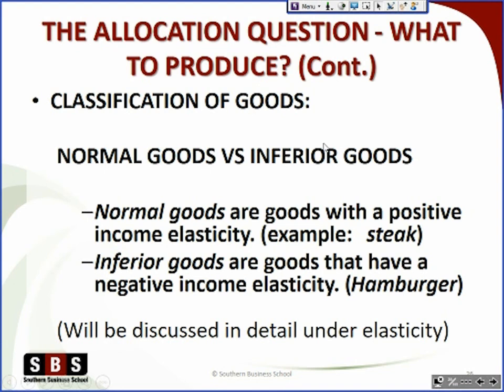We're going to get to elasticity, but normal goods are goods with a positive income elasticity. We'll get to elasticity later. But if you are asked to define what a normal good is, that is the definition that you've got to give. And the difference between a normal good and an inferior good is that inferior goods are goods that have a negative income elasticity. So those two, you must know the difference. We'll get to elasticity and I'll explain to you how that works. As I say, it will be discussed later on under elasticity.